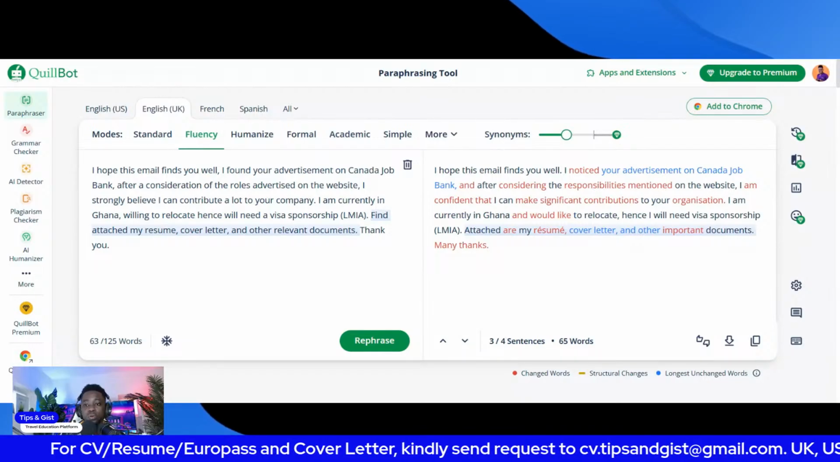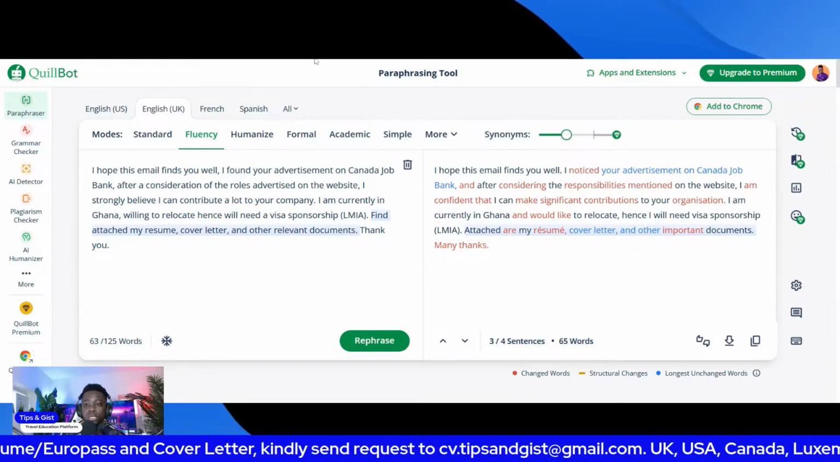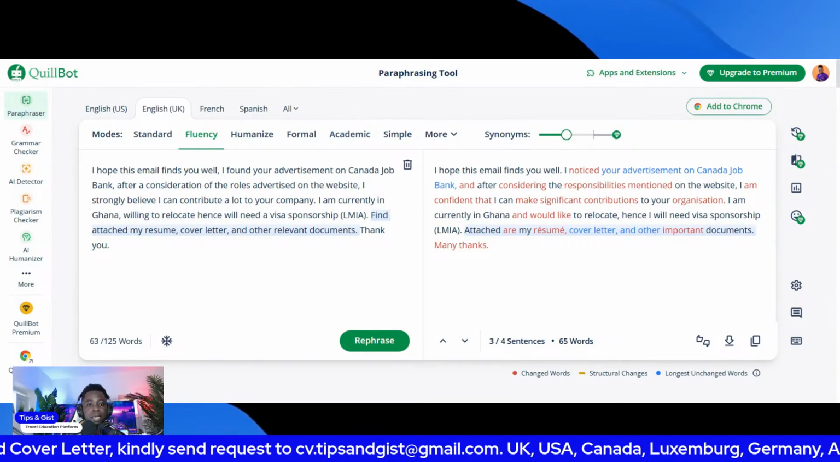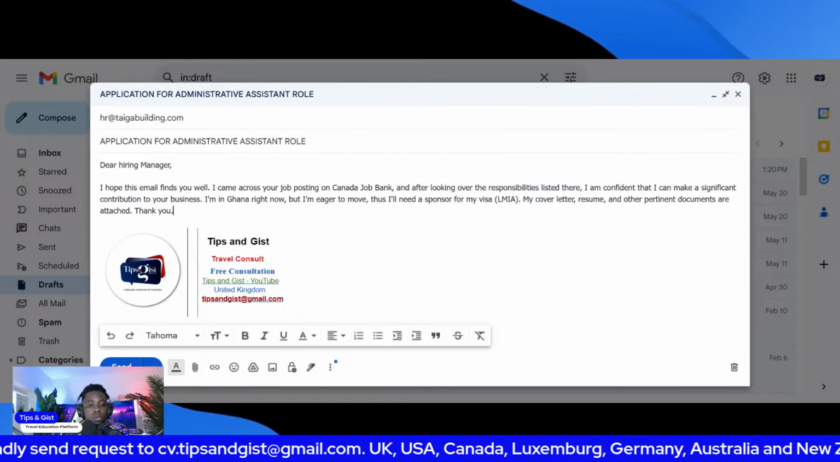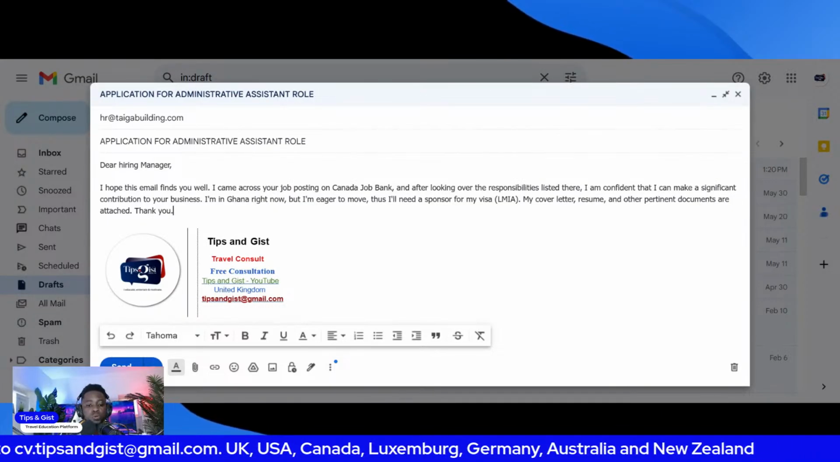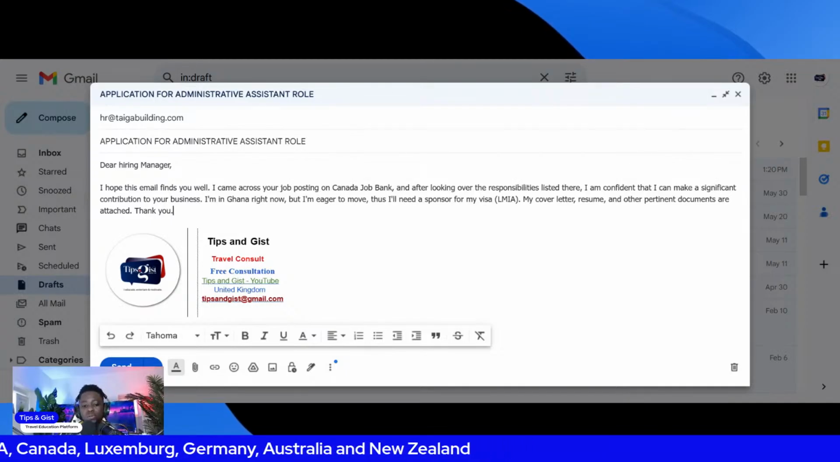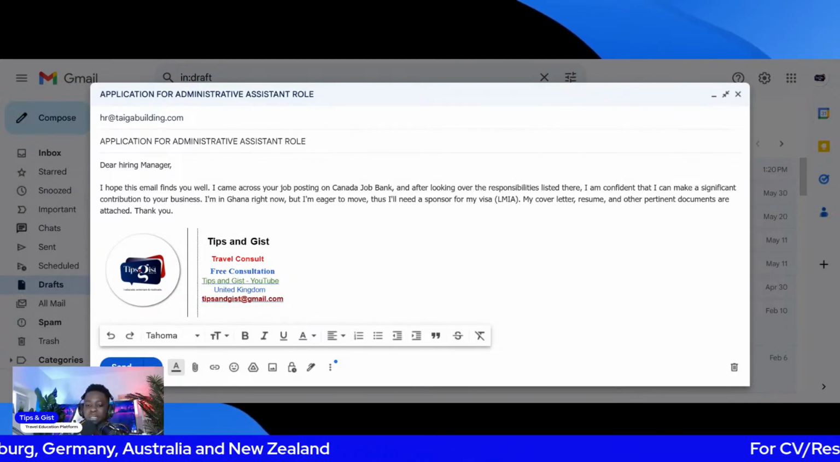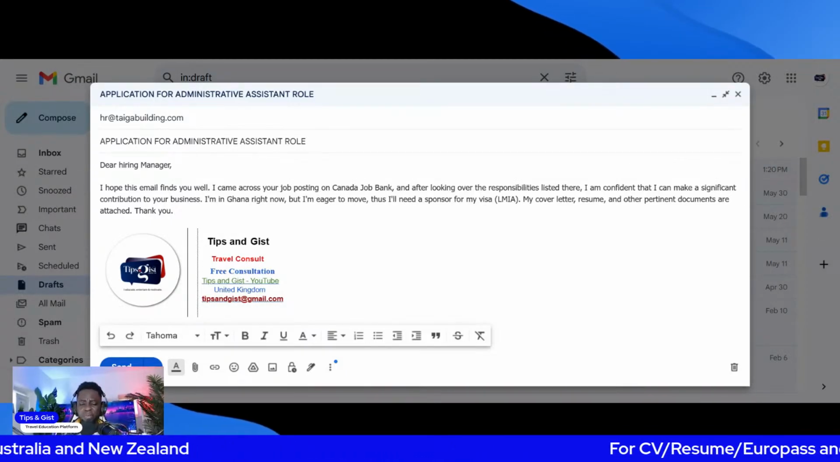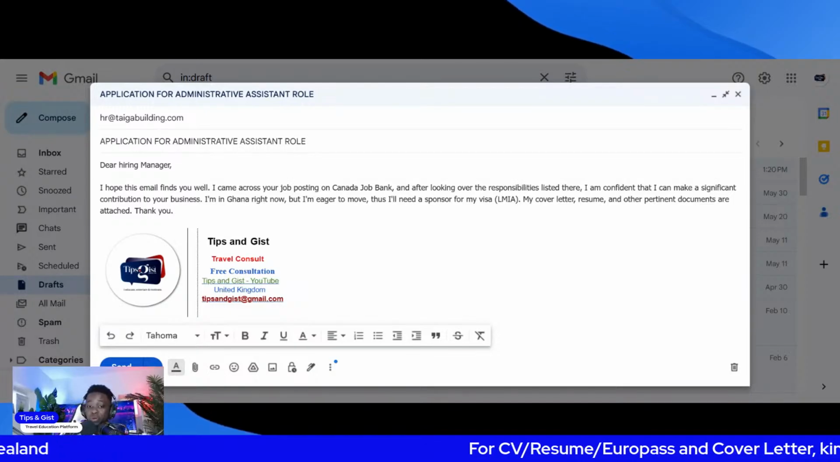Now, after getting what you want from the Quillbot, and after pasting it onto the email, what you're going to do now is to attach your document. How do you attach your documents? People used to ask me for tips. You send the email, you send your resume. How can I attach my document?